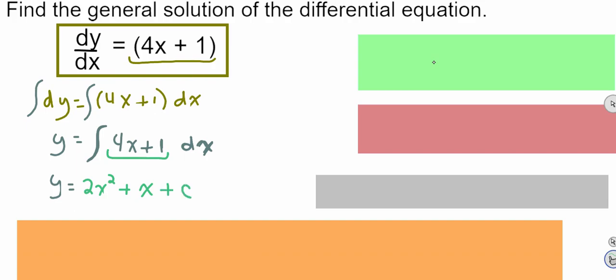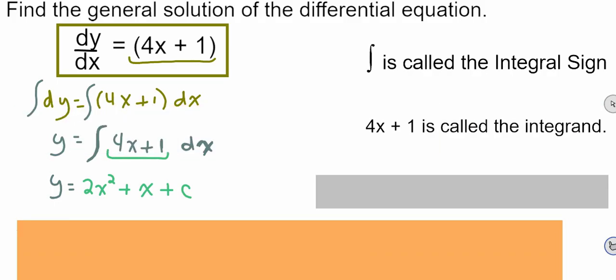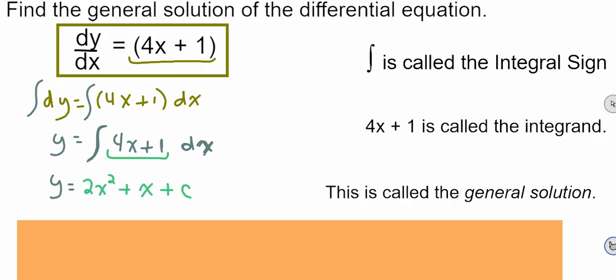All right? So let's go ahead. And the plus c stands for a constant because, oh, I'm getting tripped up in my microphone. All right. So let's switch over, see what's behind these things. Okay, yep, that's called the integral sign. Oh, 4x plus 1 is called the integrand. So whatever we're taking the integral of, that's the integrand. And then this is called our general solution.